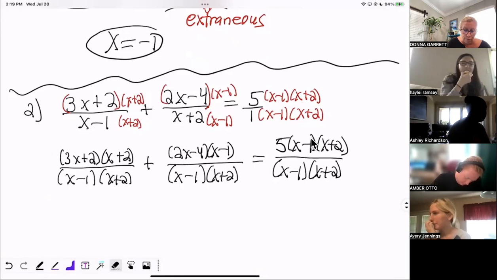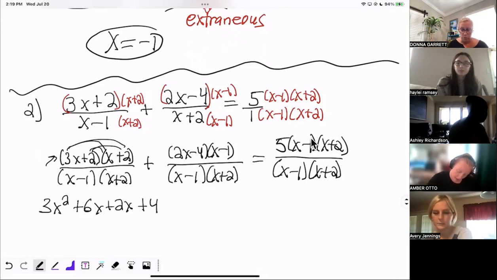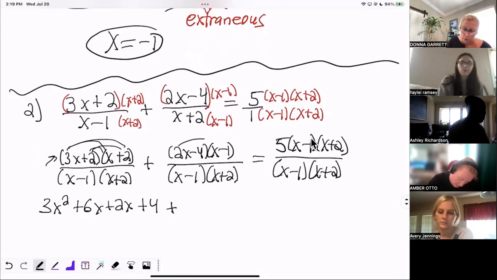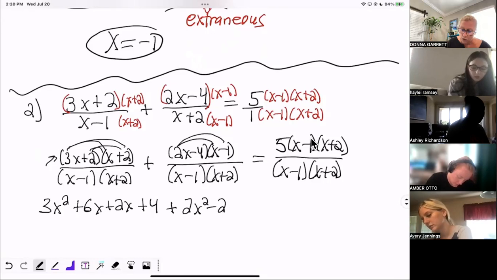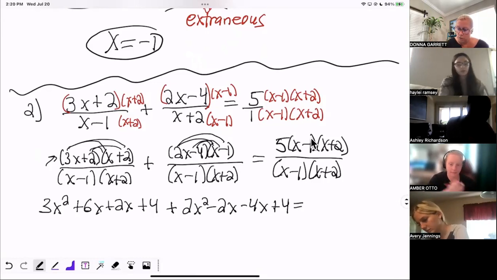So I'm going to FOIL, or double distribute, this first. The denominators are gone. So I get 3x squared plus 6x plus 2x plus 4. That's my first one, FOILed or double distributed. Plus, now I'm going to distribute this one. 2x squared minus 2x minus 4x plus 4. Second one multiplied out equals, this one I'm going to do in 2 stages though. I'm going to keep the 5.